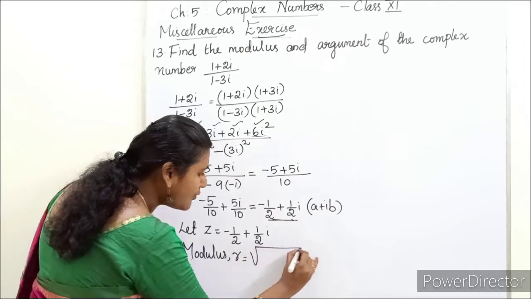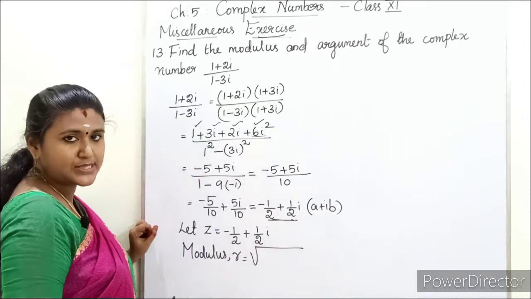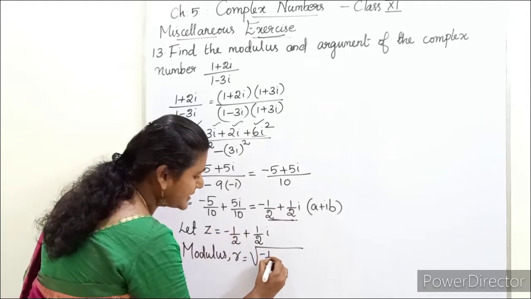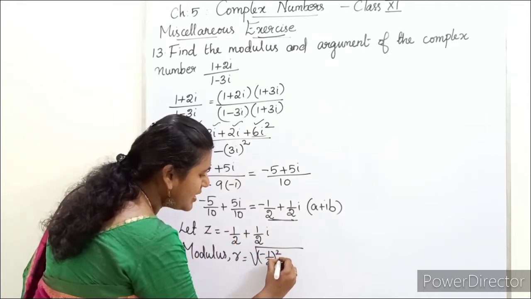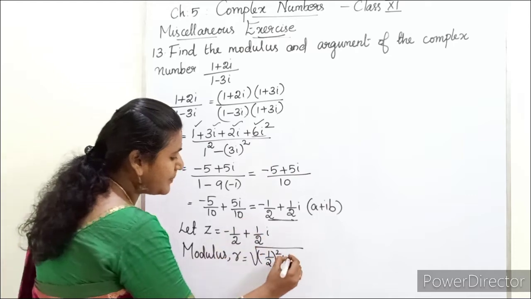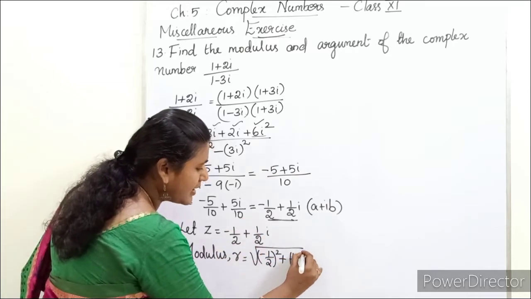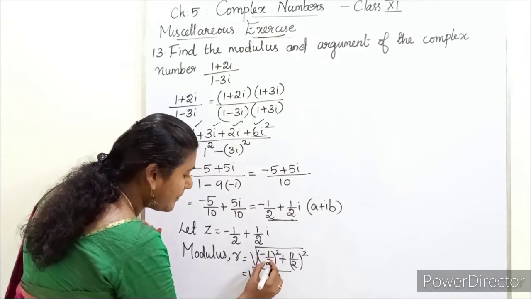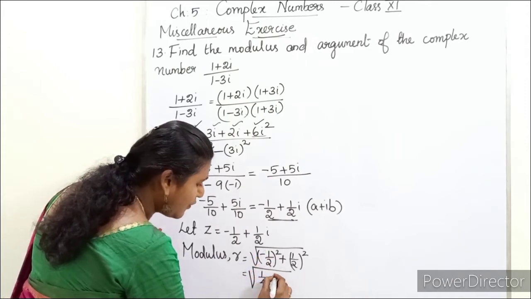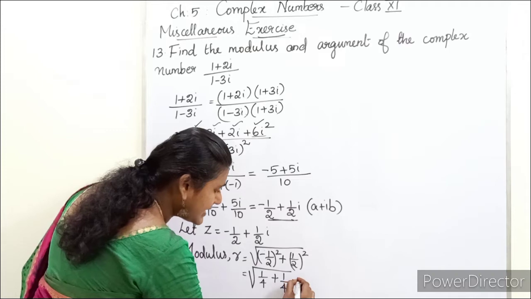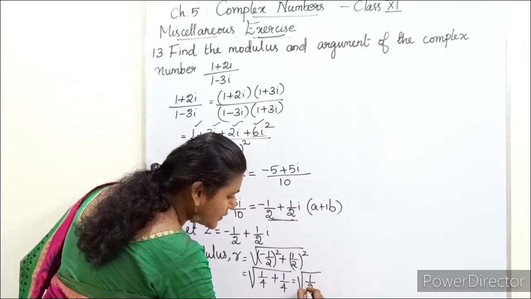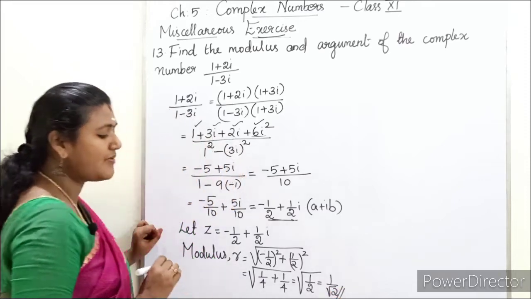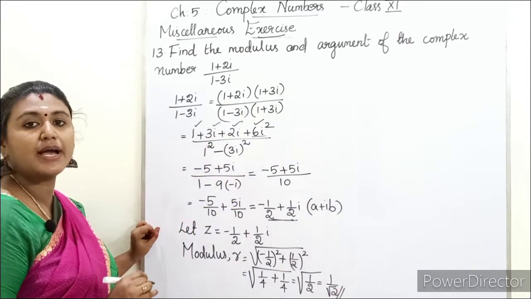r is equal to root of a square plus b square, that is the formula. So what is the real part here? Minus 1 by 2 the whole square, plus what is the imaginary part? 1 by 2 the whole square. So we will simplify this. Root of minus 1 by 2 the whole square is 1 by 4, plus 1 by 4, that is root of 1 by 2, that is 1 by root 2. So the modulus of the given complex number is 1 by root 2.